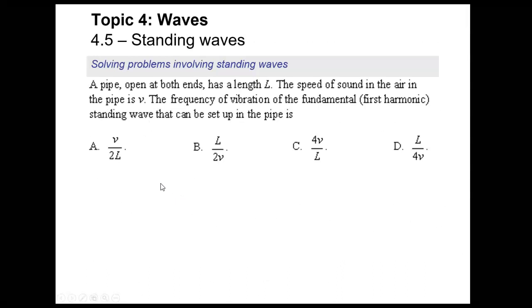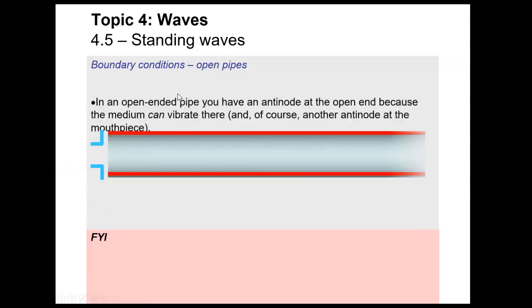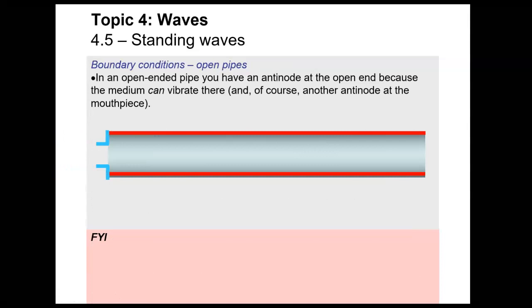It says a pipe open at both ends has a length L. The speed of... Okay, well actually this is a pipe open at both ends. Let's come back to this question actually. Let's talk about a pipe open at both ends. Basically this is the last type of standing wave we're going to see. A pipe open at both ends means you have a boundary condition whereby each end has to have an antinode, because if the end is open, that means the air can vibrate at a maximum there.